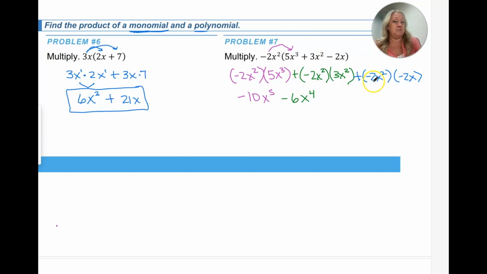This one we've got -2 times -2. That will give me a +4. And then x squared times x is going to give me x to the 3rd power. Because remember, there's an invisible 1 there, and we're adding those exponents together. There's no other like terms to combine together, so I am done at that point.